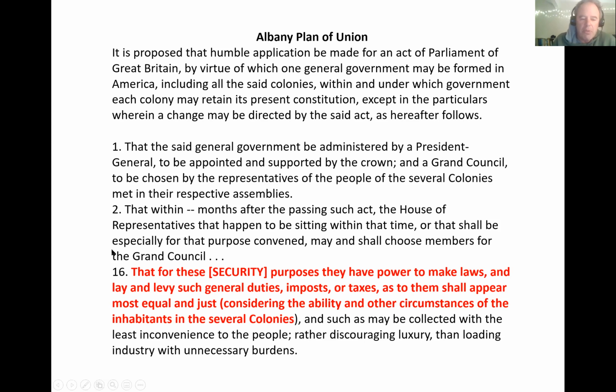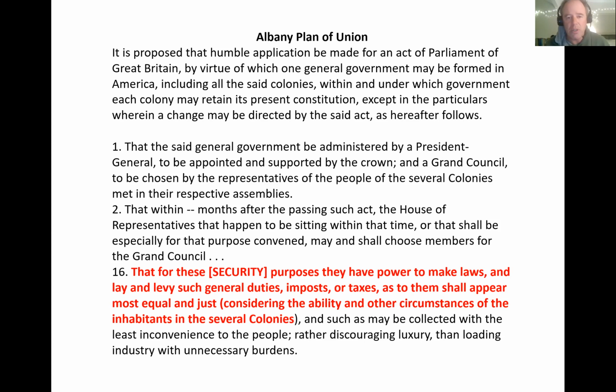And the Albany Plan of Union calls for powers that we would associate with a national government, that for security purposes, the colonies have the power to make laws and lay and levy such general duties, imposts, or taxes. Imposts are importation fees, as to them shall appear most equal and just, considering the ability and other circumstances of the inhabitants of the several colonies. So the idea is that if you're in Massachusetts, you'll take into account the interests of people in South Carolina. But under the Navigation Act, these kinds of decisions are supposed to be made by the British alone.